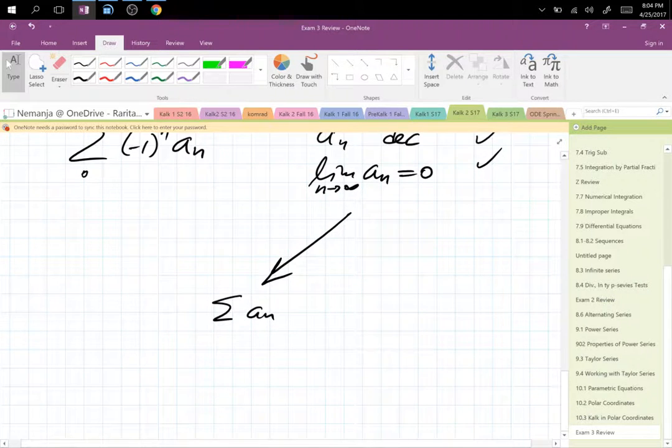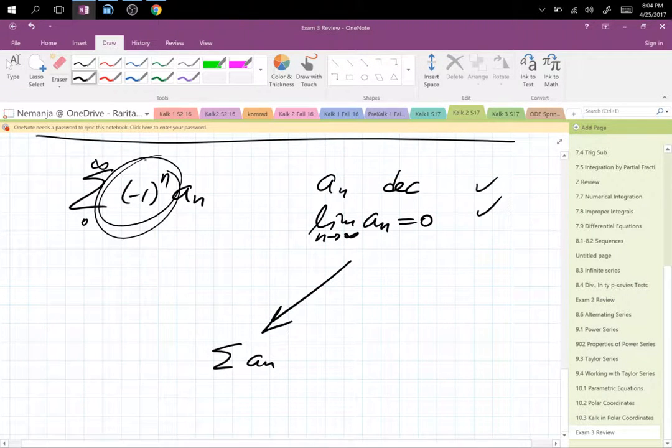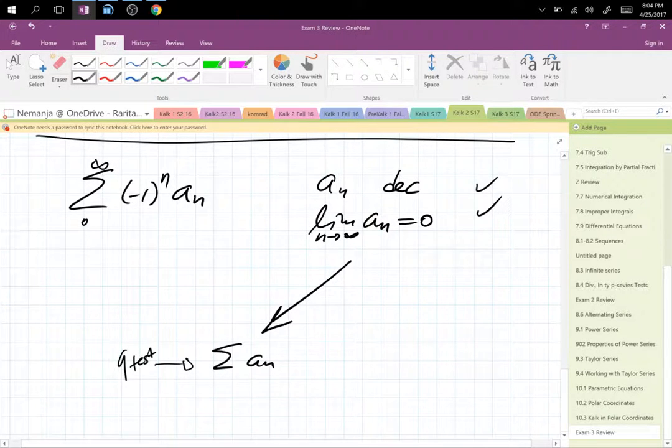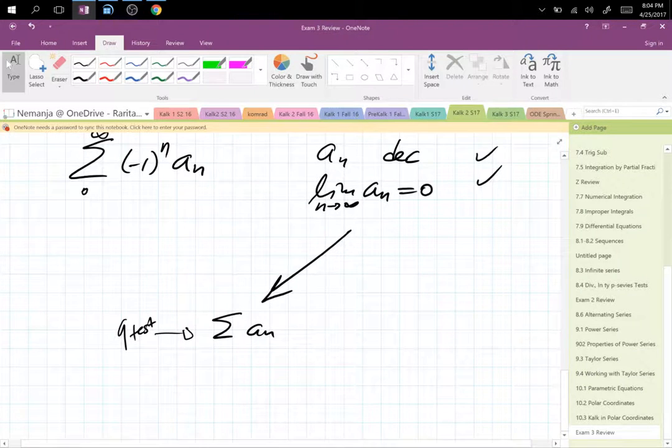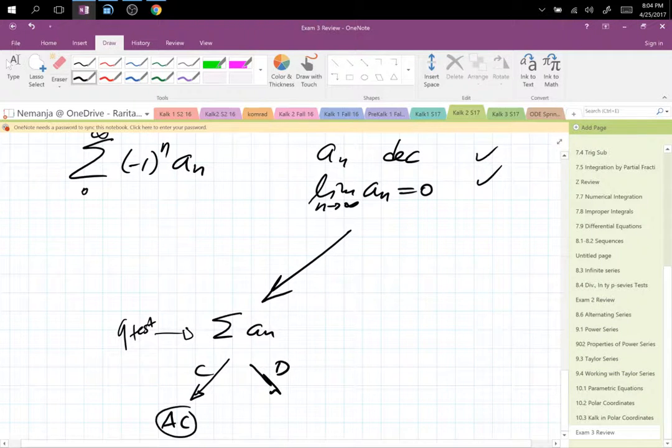So that's different than this because it doesn't have the alternating term in it. You will use any of the 9 tests that are remaining, right? Because the alternating test is no longer on that list. So any of the 9 tests here, and then that can either converge or diverge. If it converges, you get absolute convergence. If it diverges, you get conditional convergence.